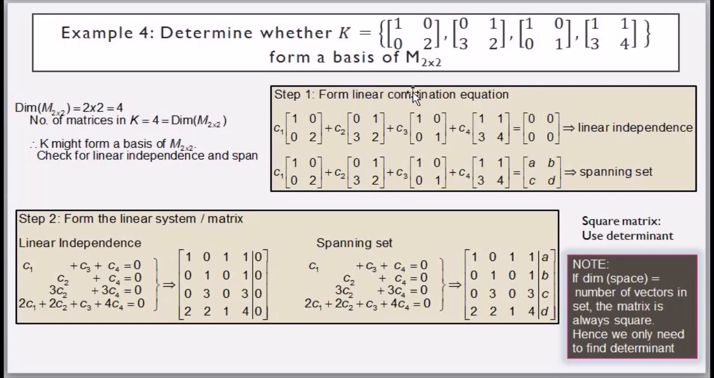Step number 1, form a linear combination equation: C1 multiplied by the first matrix, plus C2 multiplied by the second matrix, plus C3 multiplied by the third matrix, plus C4 multiplied by the fourth matrix. For linear independence it equals 0, for a spanning set it equals the matrix A, B, C, D. Step number 2, form a system of linear equations and then change to an augmented matrix. So these are the system of linear equations, and then we change to an augmented matrix. The constants for linear independence are all 0, and the constants for the spanning set are A, B, C, D.